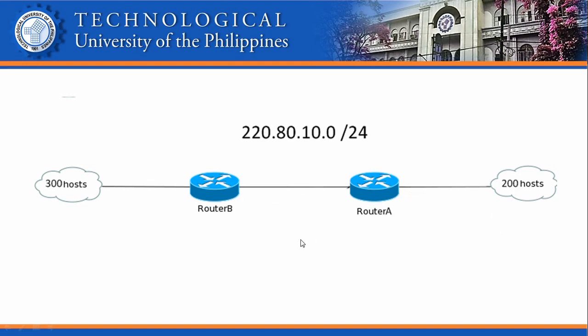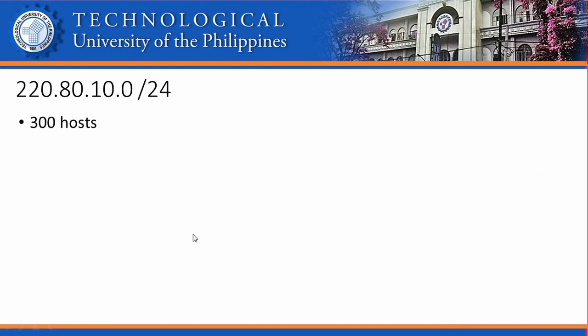First, we need to arrange them from the highest host requirement to the least. So, we solve first the 300 hosts, next the 200 hosts, and last, the 2 hosts. Where are the 2 hosts? This is it, the line connecting the two routers. We call that P2P or point-to-point. Automatically, when there is that kind of connection, it already has 2 hosts. So, first is the 300 hosts, second is the 200 hosts, and last is the 2 hosts, which is our P2P.